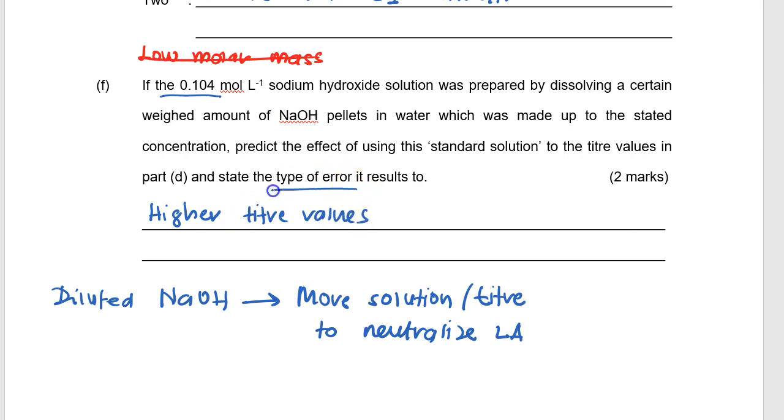And what type of error it is? Now, as long as you use this solution, you're always going to end up with a higher titer value. Your titer value will not fluctuate higher or lower. It's always going to be higher. Now, if it's always going to be higher, your reading is systematic, or your reading is going to be precise but not accurate. So it is systematic error. And that's it for question number 38.